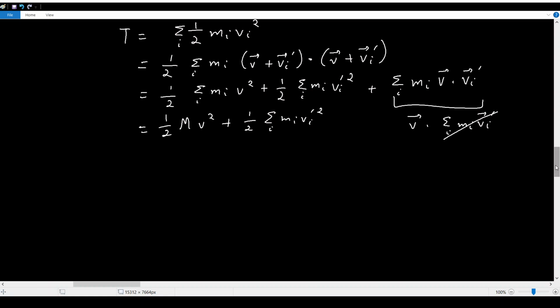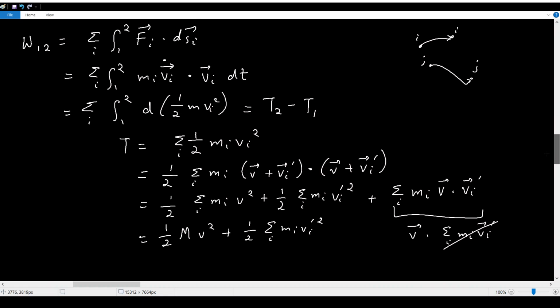But so we have two results here. This is the form of the kinetic energy in terms of the center of mass quantities, and we have found that the work done is still the difference in the kinetic energies, where the kinetic energy is now the total kinetic energy of the entire system.